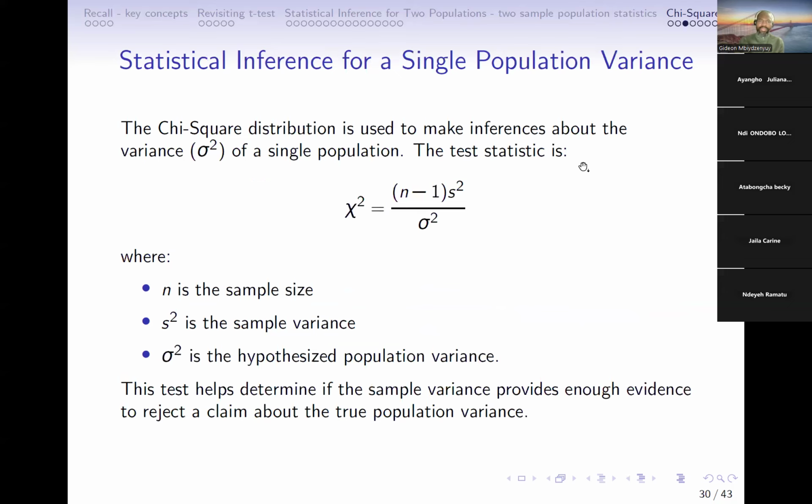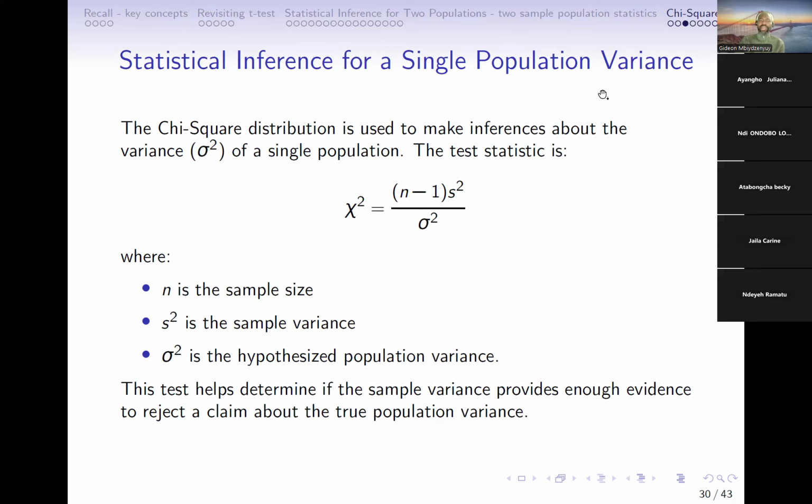Now, suppose that we want to do a statistical inference for a single population variance. That means we're looking at the variance for a single population.